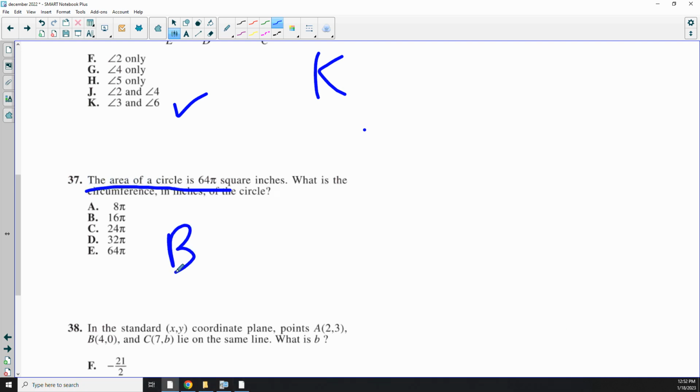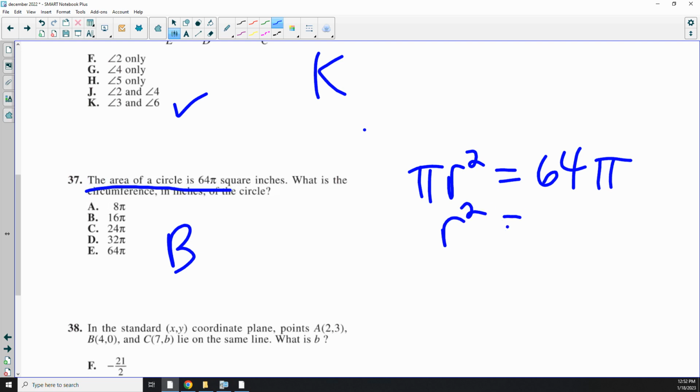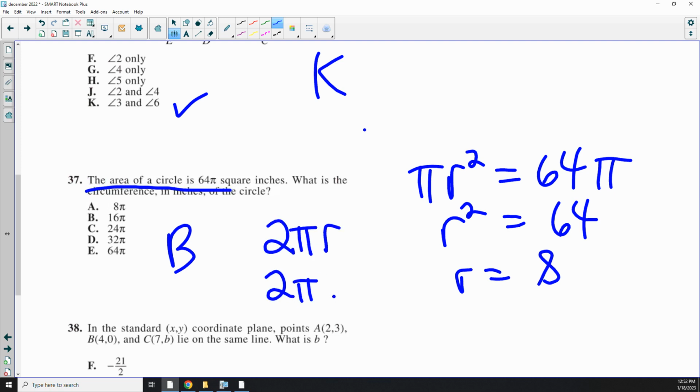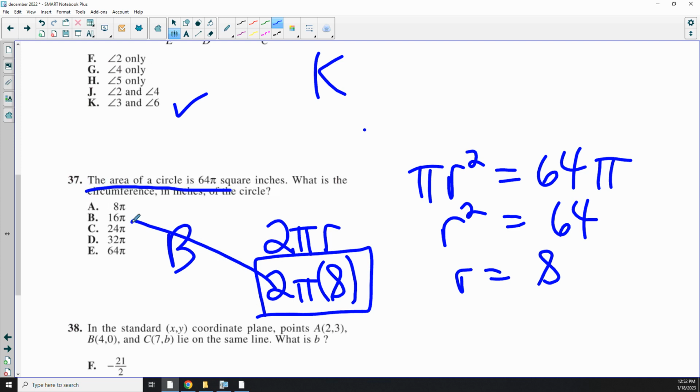Probably want some math, don't you? The area formula is pi r squared. The pi's would cancel, and you get r is 8. And then the circumference formula is 2 pi r, so it would be 2 pi times 8, 16 pi.